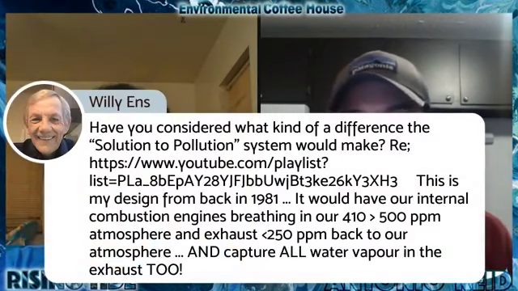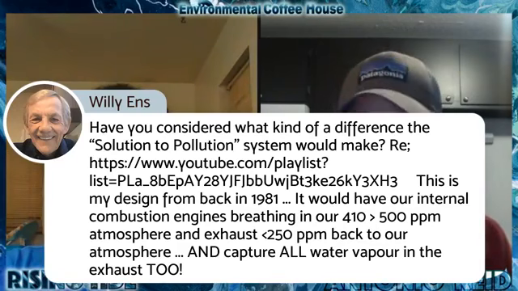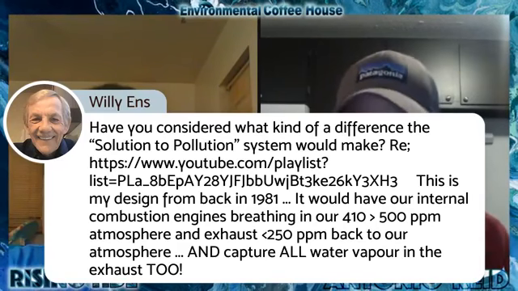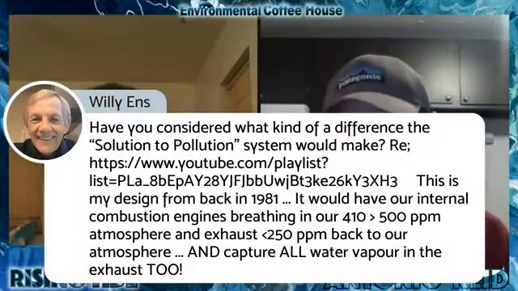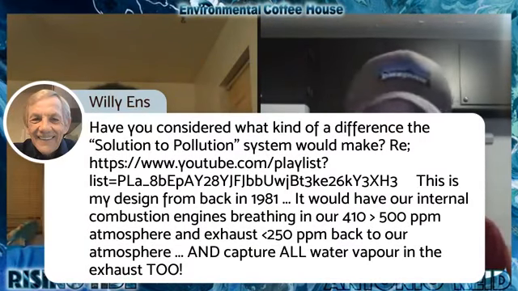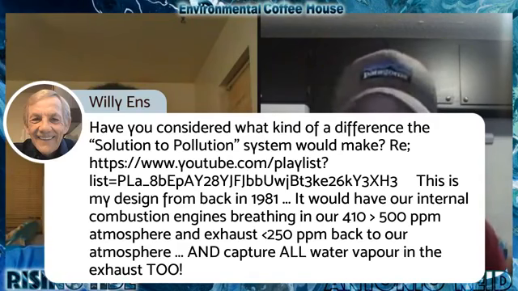Well, let me ask you, Willis Inns has a question. He says, have you ever considered what kind of difference the solution to pollution system would make? I guess I want to clarify that. We all know there's global dimming. How would global dimming affect this whole cloud interaction? As you know, industrial civilization itself is creating an artificial cloud layer that's reducing the amount of solar radiation that's touching the surface. What happens if we lose this, and what effect would it have on atmospheric clouds?